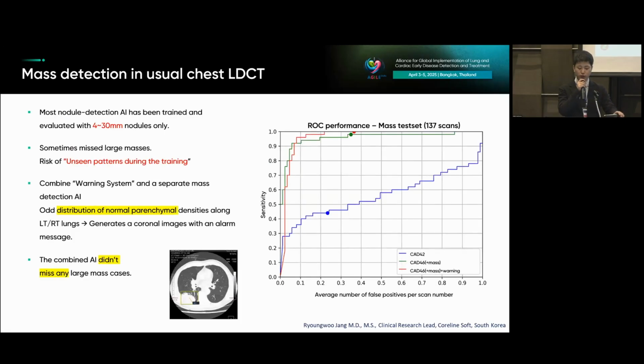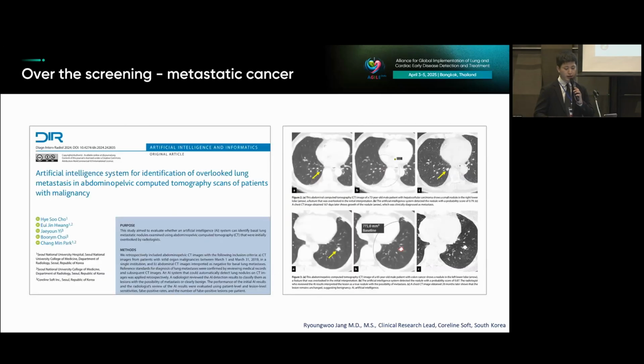If we have a private dataset for mass detection, its performance is really good. You can see the current AI mass detection performance is almost perfect. And for metastatic cancer, we have a paper published, and we can diagnose and calculate the nodule volume and diameter and various things in a very accurate manner.